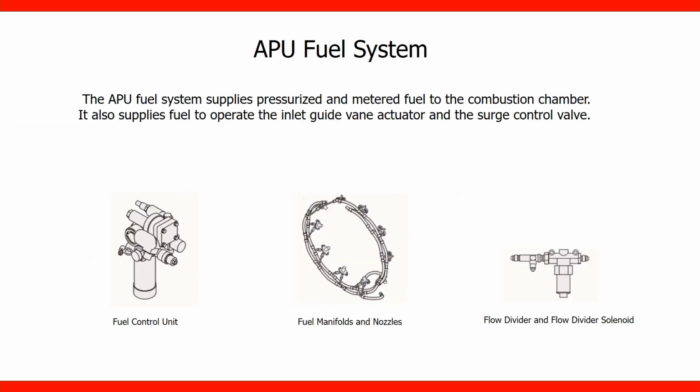APU fuel system supplies pressurized and metered fuel to the combustion chamber. It also supplies fuel to operate the inlet guide vane actuator and the surge control valve. Fuel control unit, fuel manifolds and nozzles, flow divider and flow divider solenoid are basic components.